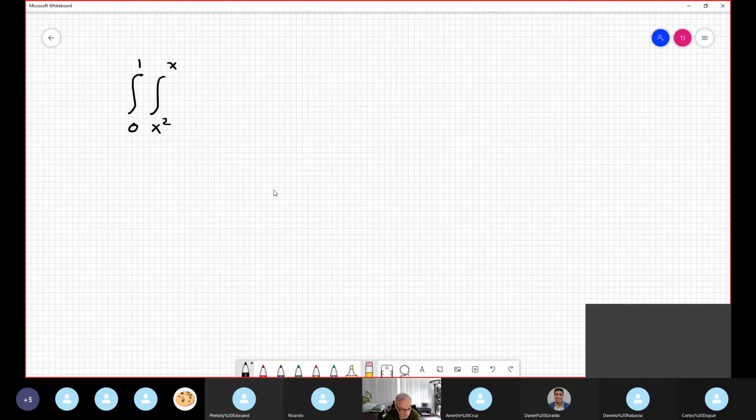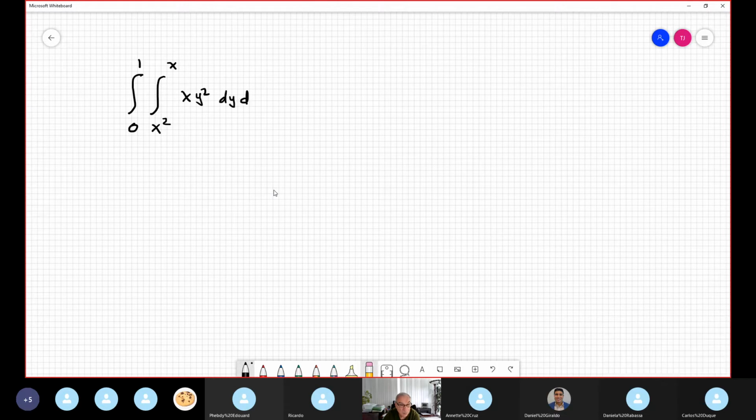Okay, good. The integrand function is xy squared dy dx. So what is the goal? Well, the goal is solving. But this is too easy because you put it in Wolfram Alpha or in Desmos or Symbolab, and that's it. No, but I want more. I want you, for example, to do the sketch of the region, because this is important for me.